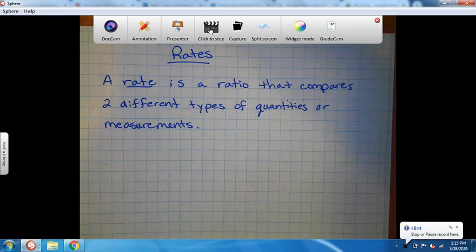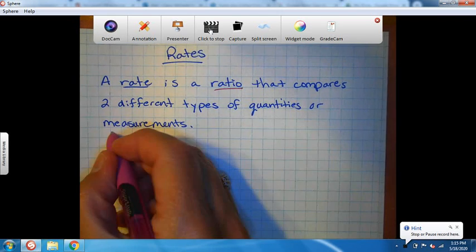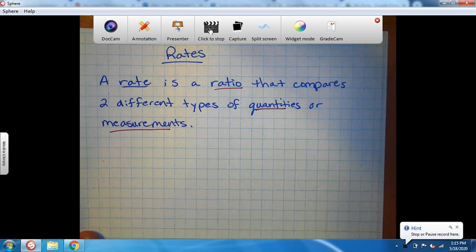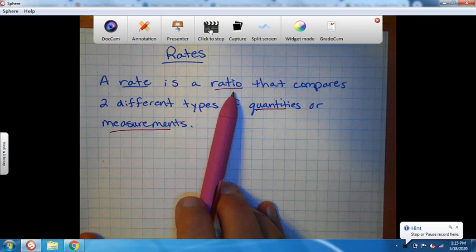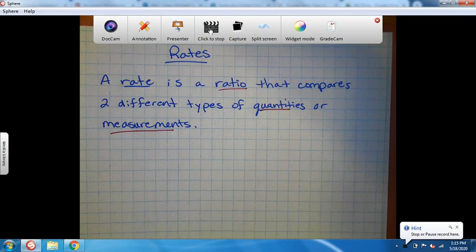Okay, so today, our last Monday of your 6th grade year, we are talking about rates. And a rate is a ratio, which we've already learned about ratios, that compares two different types of quantities or measurements. Okay? So a rate is a ratio, so something you're already familiar with. So go ahead and copy that down. That compares two different types of quantities or measurements.